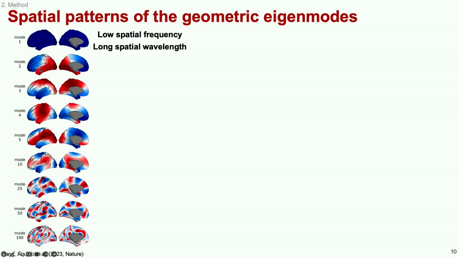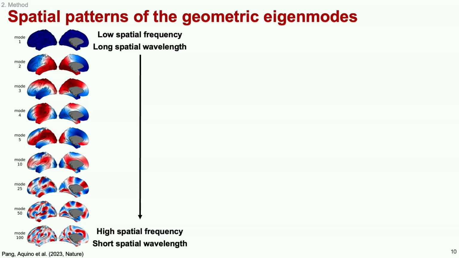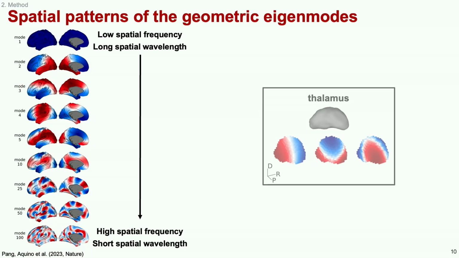But as you move further along this family of modes, you'll get high spatial frequency. And again, this is a natural ordering of the modes when you calculate it directly from the Helmholtz equation. So I didn't reorder it accordingly. It just inherently is ordered in this way. And again, you can get the same thing in voxel volume space, for example, here in the thalamus.